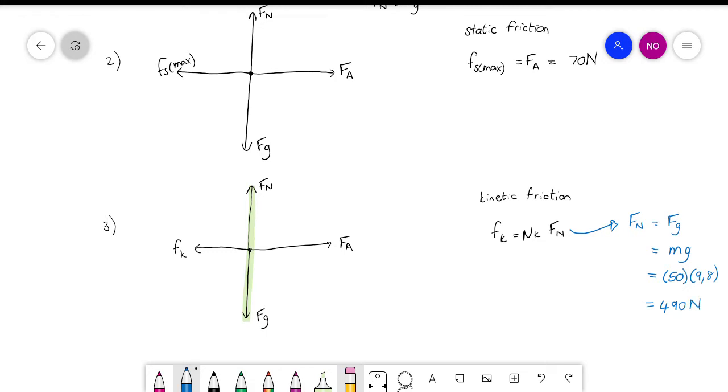Okay, so what I can put in there is I can say, if I had the coefficient of friction, I could have calculated the magnitude of friction.